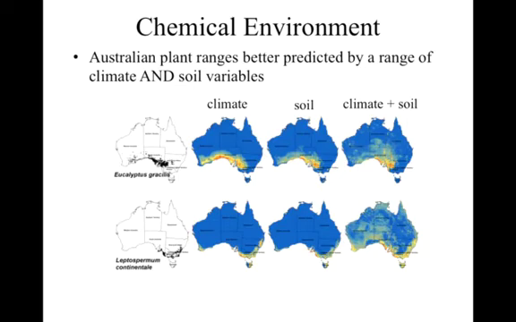All right, so that's climate. That's sort of all the different elements and factors affecting climate. But like I said, the physical environment also includes another facet, and that's the chemical environment.